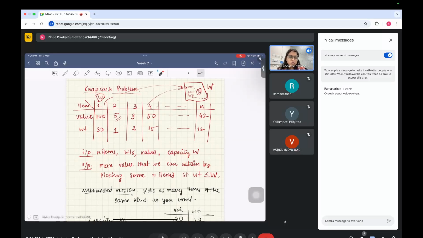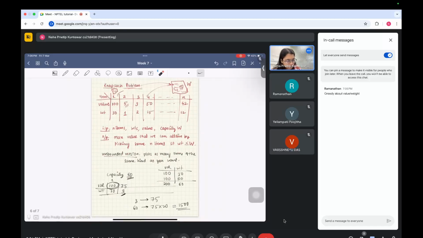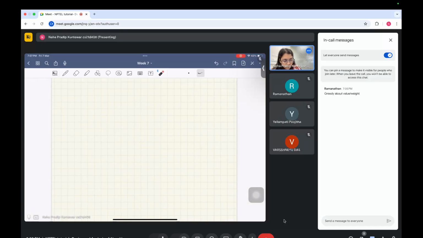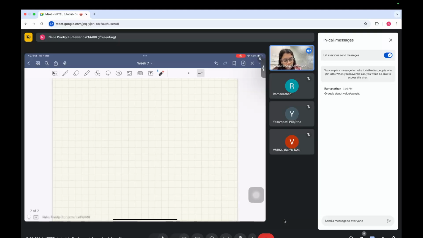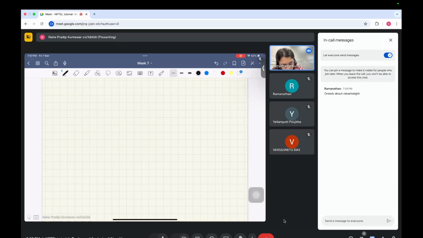So, greedy approach about using value over weight. Okay, so let's do this. What Ramanathan is suggesting is that you'll be greedy, and what you'll do is you'll find value over weight of an item.